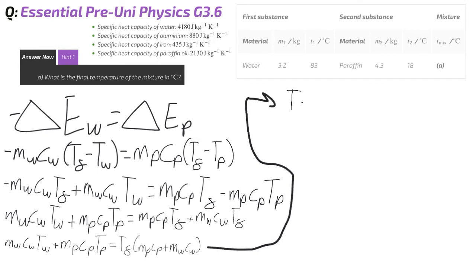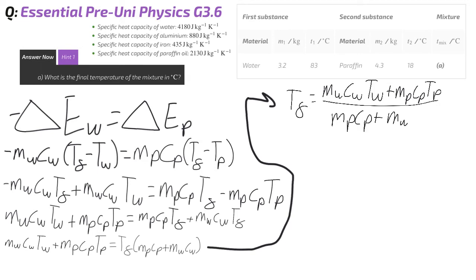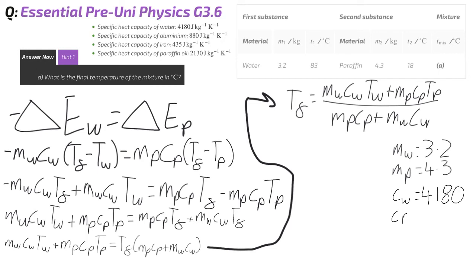We end up with Tf equals Mw Cw Tw plus Mp Cp Tp over Mp Cp plus Mw Cw. Looking back at all the values given to us, we can see that the mass of the water, Mw, was 3.2 kilograms. The mass of the paraffin, Mp, was 4.3 kilograms. The specific heat capacity of the water was 4,180. The specific heat capacity of the paraffin was 2,130.